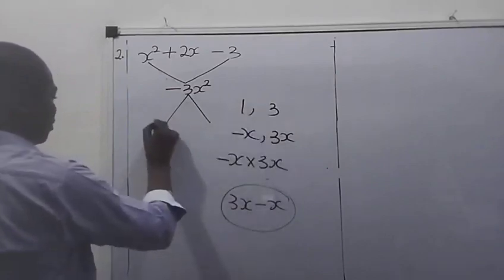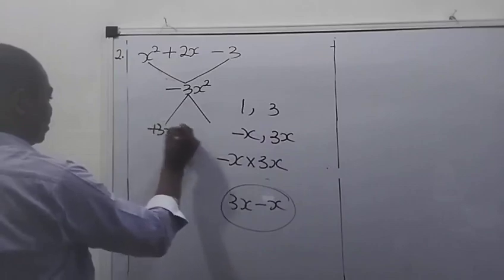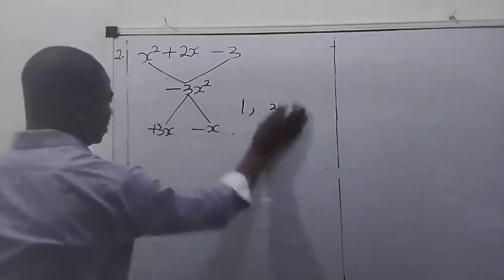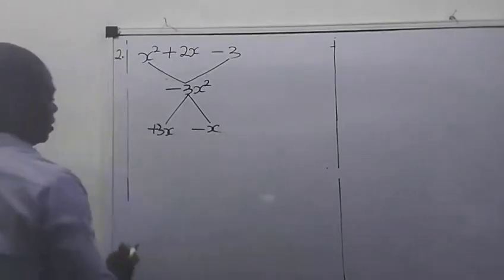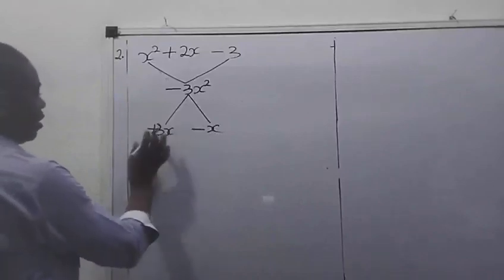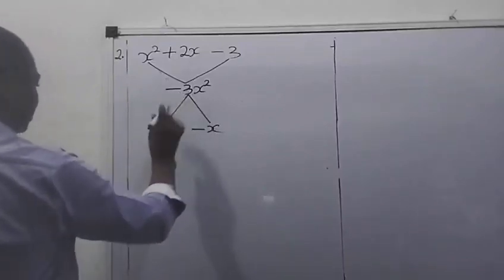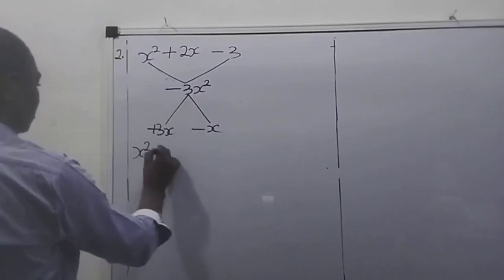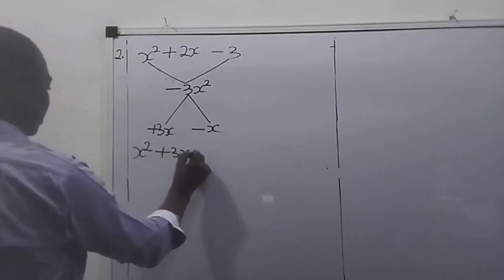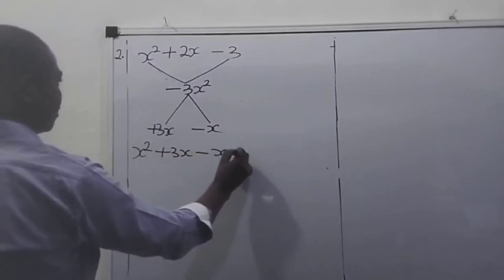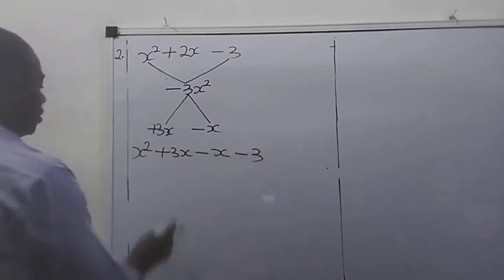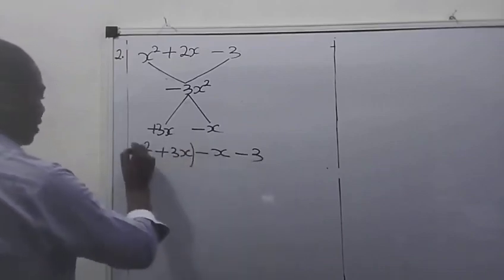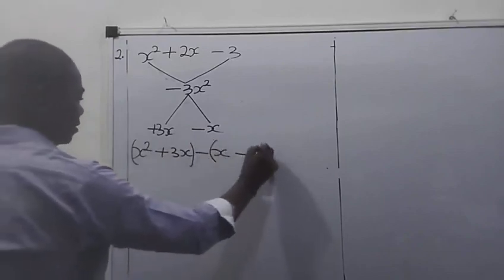So we'll have plus 3x and then negative x. So instead of writing the 2x, we are going to replace it with this positive 3x and then negative x. So we have x squared plus 3x minus x, then minus 3. As well, we are going to group these into 2 brackets. So I put a bracket here and I put a bracket here.